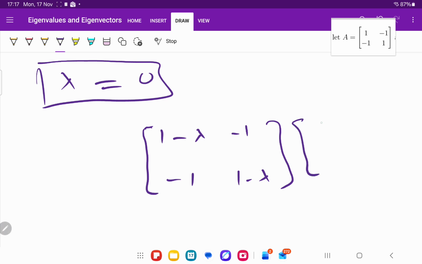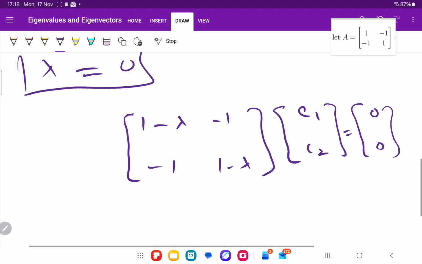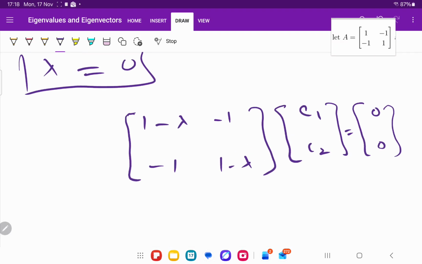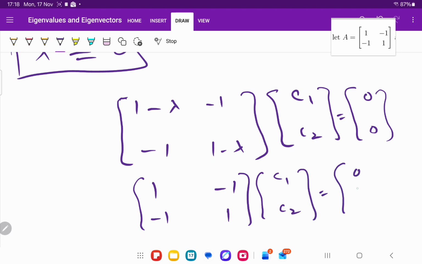And then you will write C1 and C2, equal to 0 0. For lambda equal to 0, we replace the value of lambda. Wherever you find lambda, replace it with 0. So 1 minus 0 is 1, minus 1, minus 1, 1 minus 0 is again 1, times C1 and C2, equal to 0 0.